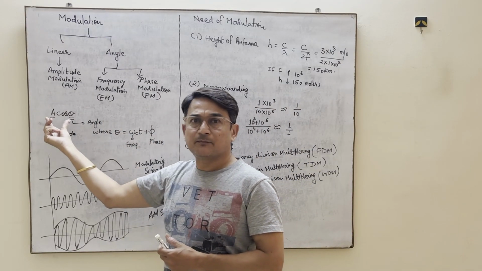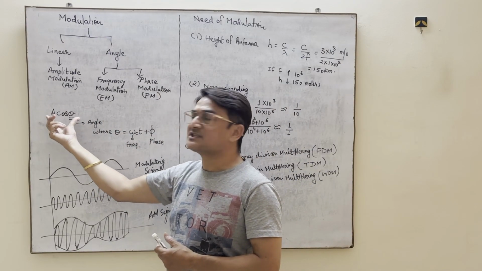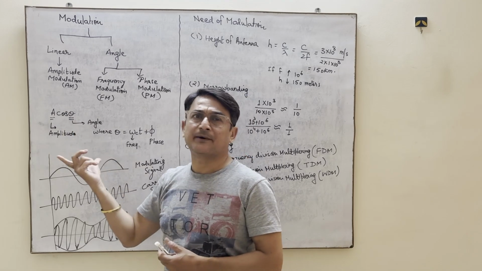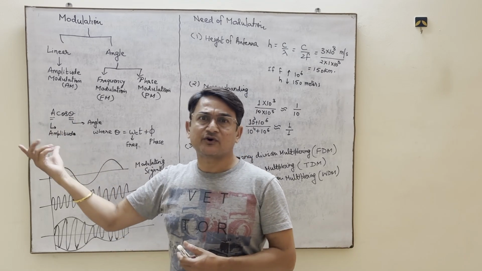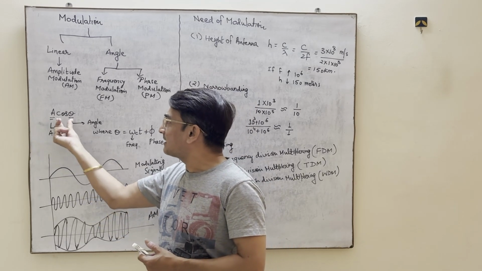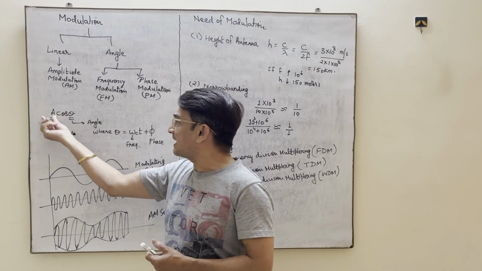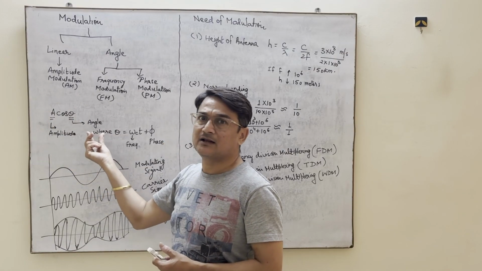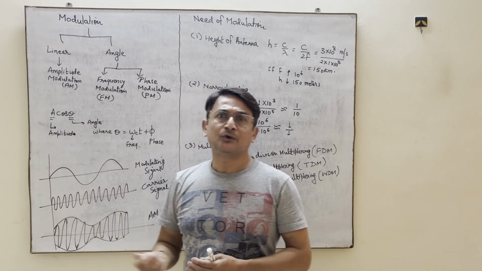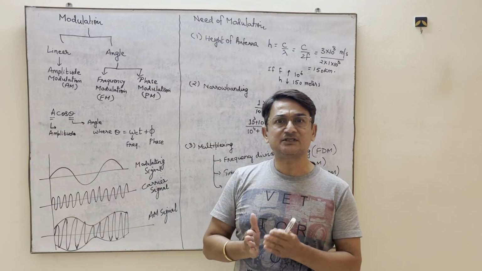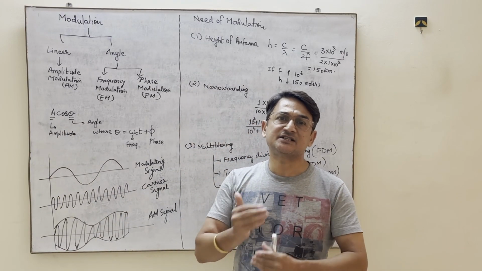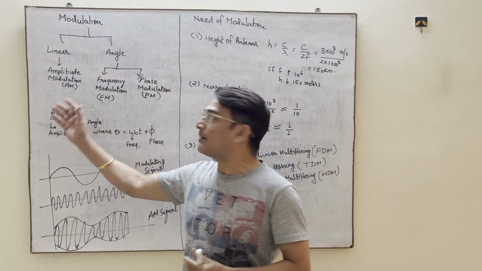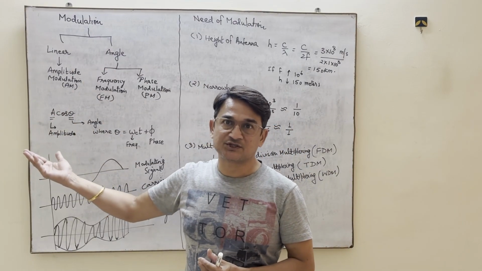Now this is a very simple representation of a signal: A cos theta, any sinusoidal signal. A cos theta contains two terms, A and theta, where A is the amplitude and theta is the angle. You can keep theta constant, that means you keep the angle constant, and change the amplitude. By changing the amplitude, you achieve amplitude modulation.